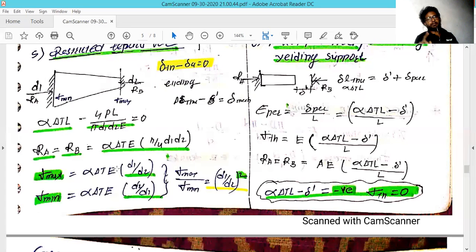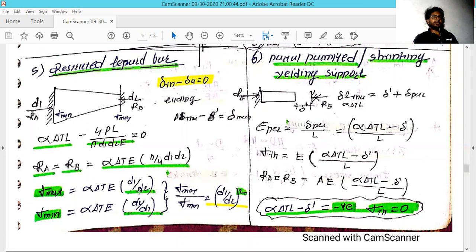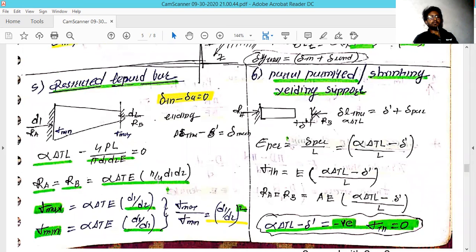If you remember this formula, they may also ask to find out the stress ratio between maximum and minimum for this taper rod. If you remember these two formulas, you can directly go for this. Otherwise, it is d1 divided by d2 raised to the square. So this way you can remember this formula as well. But I'd suggest remembering these two minimum and maximum stress values, because most of the time they ask only this.